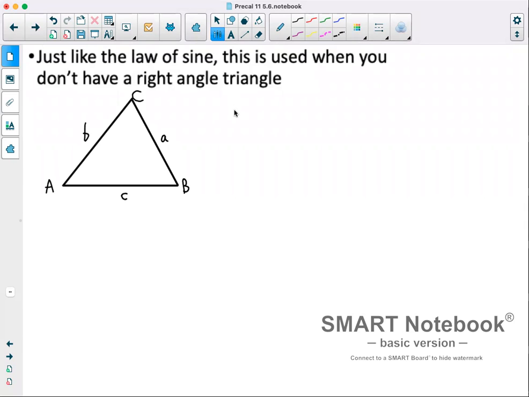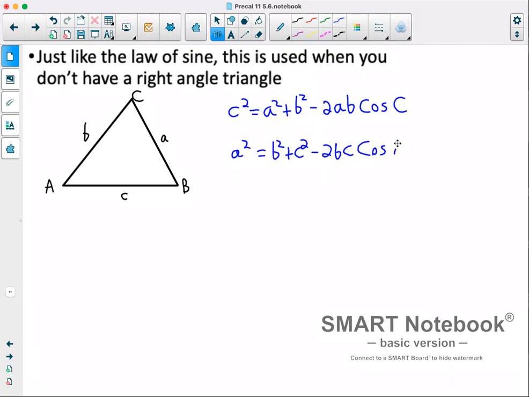Now the formula given on your formula sheet is c squared is equal to a squared plus b squared minus 2ab cos of angle C. But we can rewrite this for any side. If I wanted to solve for A, then it would be a squared is equal to b squared plus c squared minus 2bc cos of A. Whatever we're solving for goes at the very beginning and very end, and then the other sides fill up the other values.